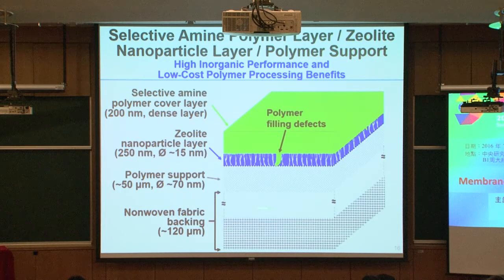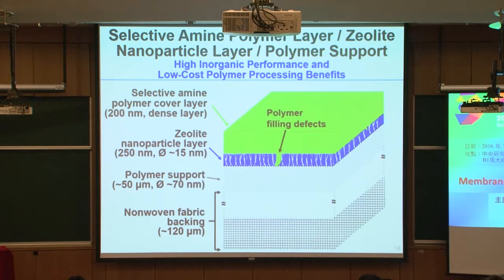And this non-woven fabric as a mechanical support. Then on top, we use another polymer there, about 50 micron thick with a pore size of about 70 nanometer. Okay, so this pore size is very big. Then we can deposit the other nanoparticle on the top, about 250 nanometer thick, and the inter-particle pore size is about 15 nanometer. So effectively, we can reduce the pore size from 70 nanometer to 15 nanometer.